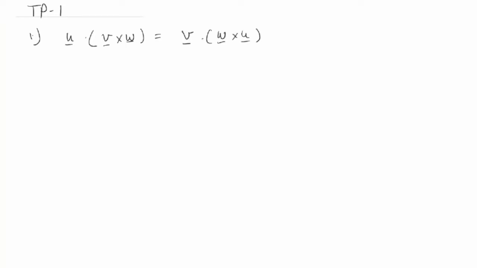w cross u. As I said in the last video, when there is an equality or inequality and on both sides we have the same vector, we will try to use the same index for the same vector. So in Einstein notation, the equation that we need to prove can be written as ui dotted with vj crossed with wk, and we need to prove that this is equal to vj dotted with wk cross ui. I will start with the left hand side.